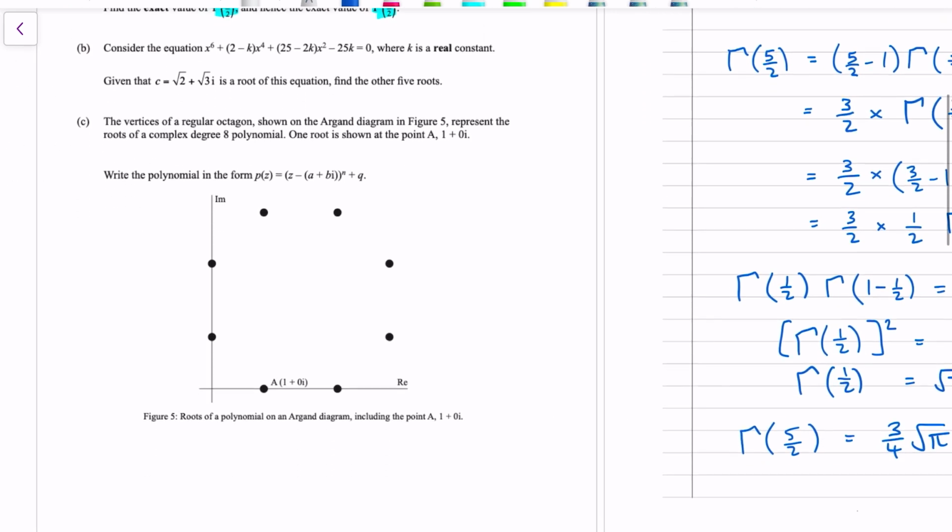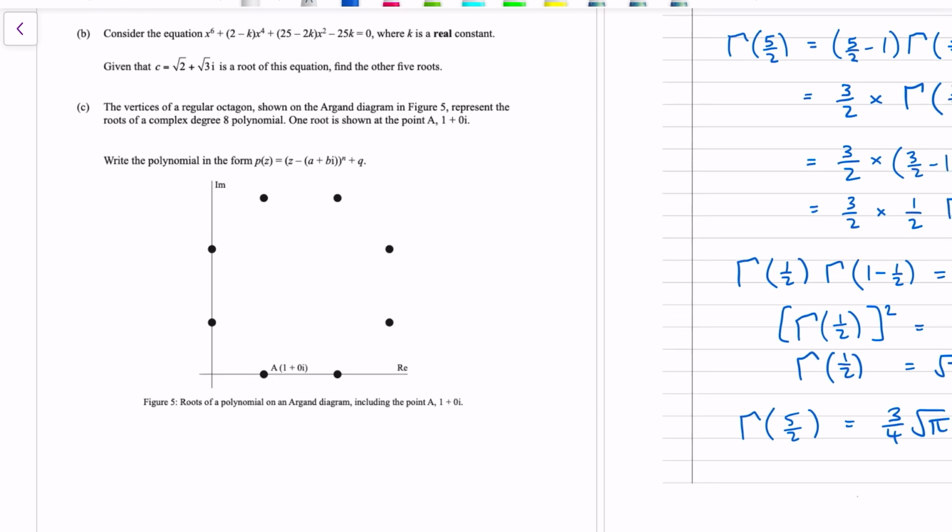Okay, part B. Consider this power of 6 equation. Oh my goodness. Okay, it's not too bad because it's 6, 4, 2. It doesn't have any odd powers in it. But we're going to try and solve it, find the other 5 roots, given that we know one of them is root 2 plus root 3i.